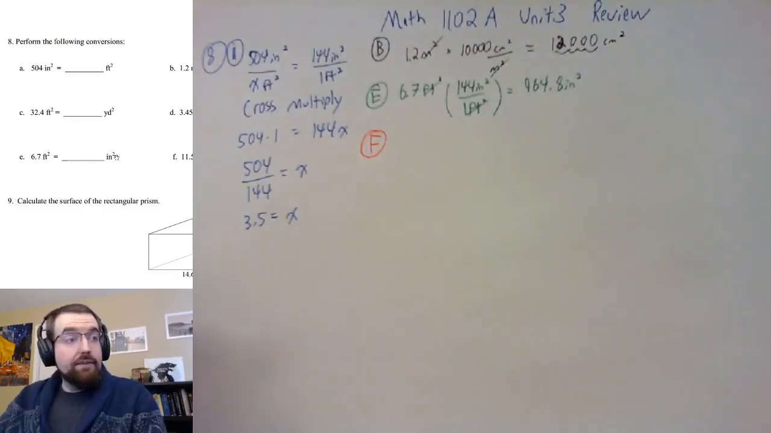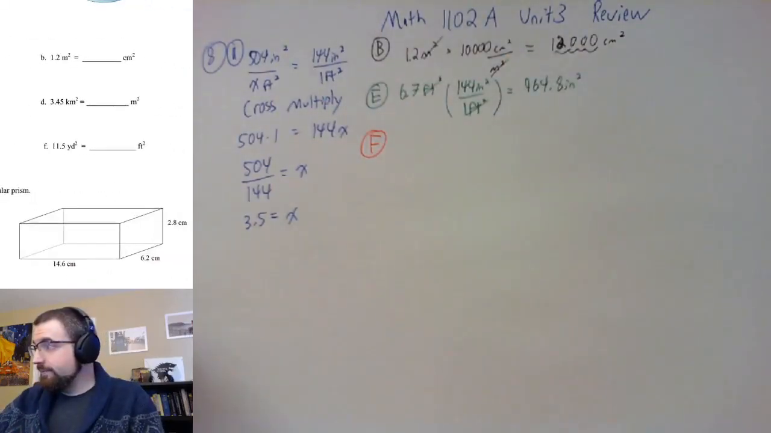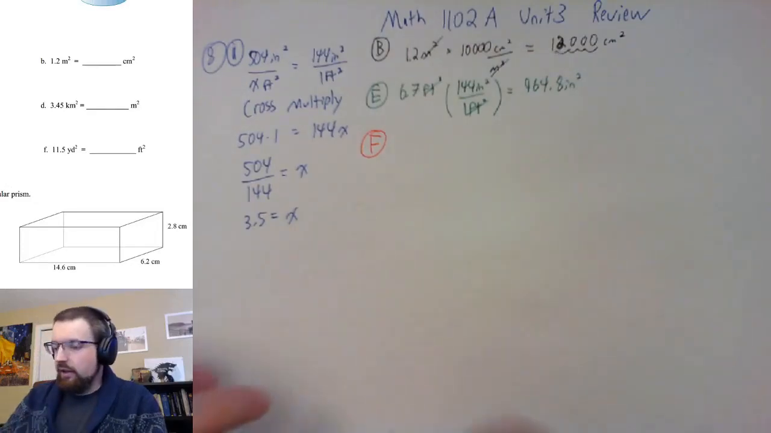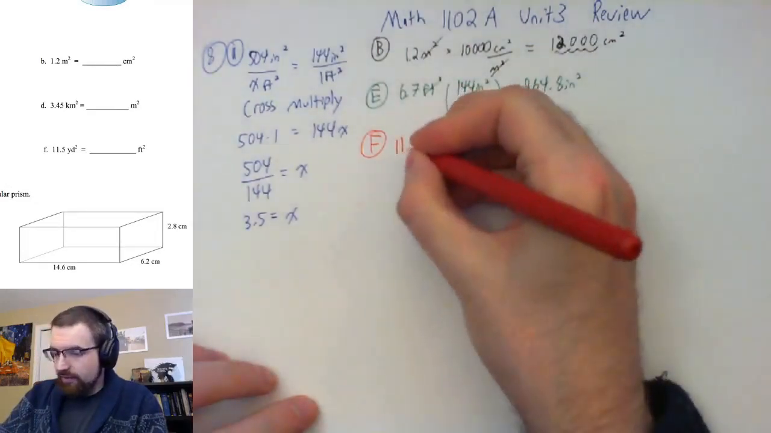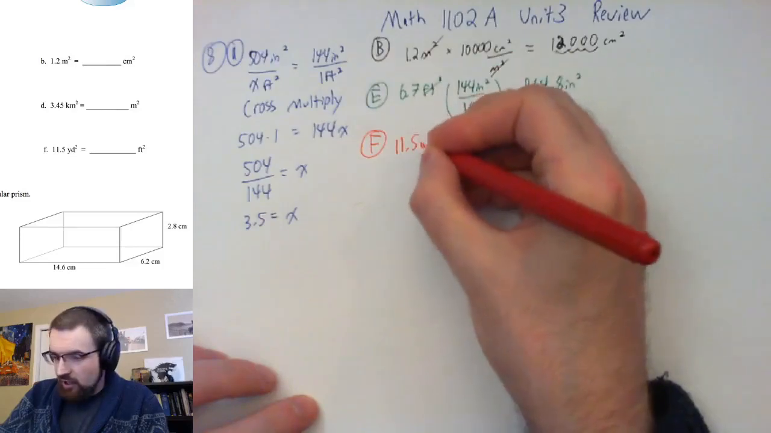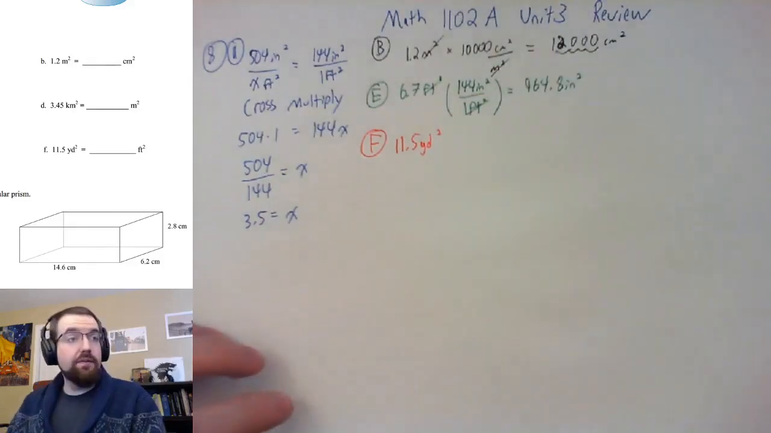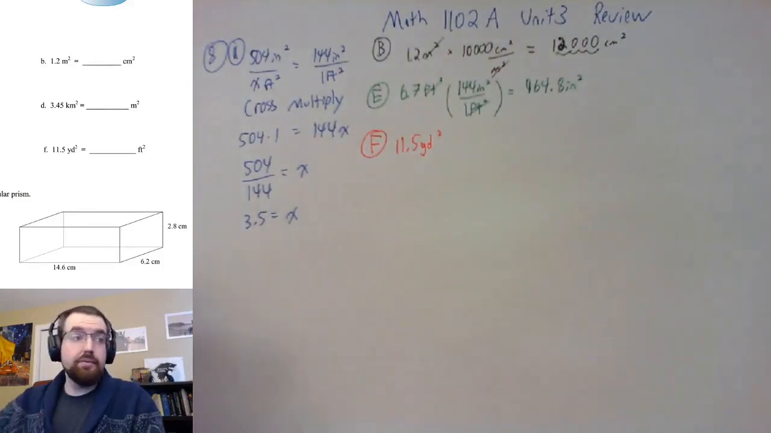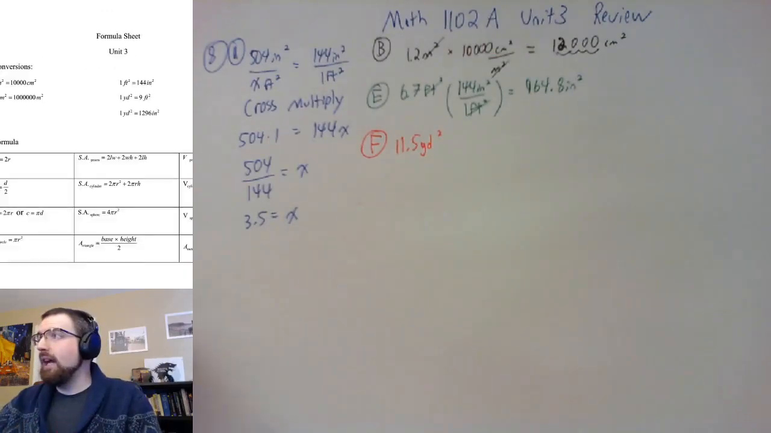And now I'll do F. I'll do F as well. This one we start off with 11.5 yards squared, and we want to get those into feet squared, right? So just to pop on back to the formula sheet over here, hey look, we've got one.